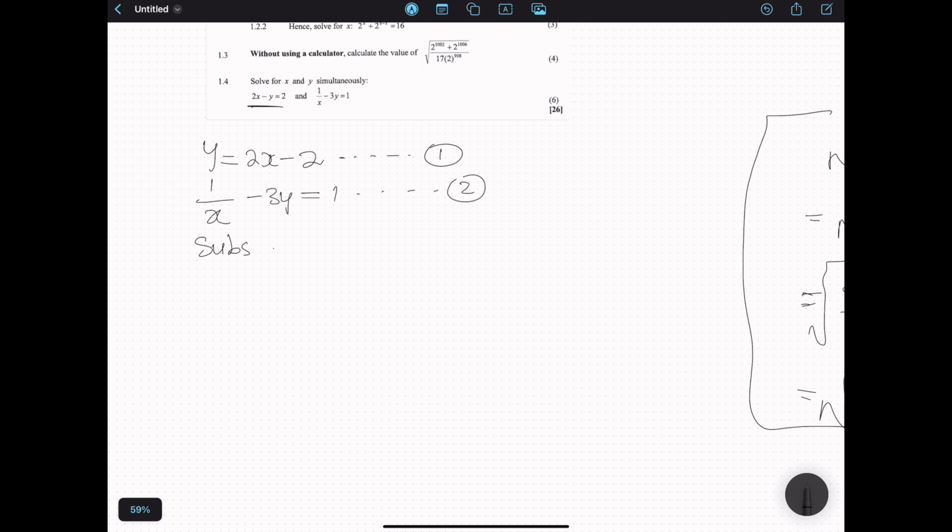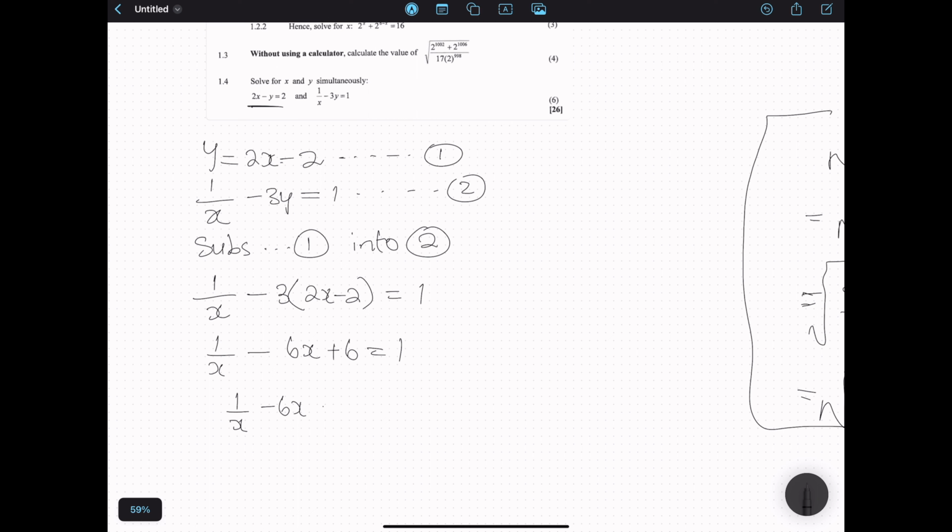Then after that, to simplify this, substitute equation 1 into equation 2, right? Then from there, you just take this, you substitute it here. Then you're going to have 1 over x minus 3 into, where you see y, you just put that equation, 2x minus 2 is equals to 1. Then you can simplify that further. It's going to be 1 over x minus 6x plus 6 is equals to 1. Then 1 over x minus 6x then plus 5, right, is equals to 0.